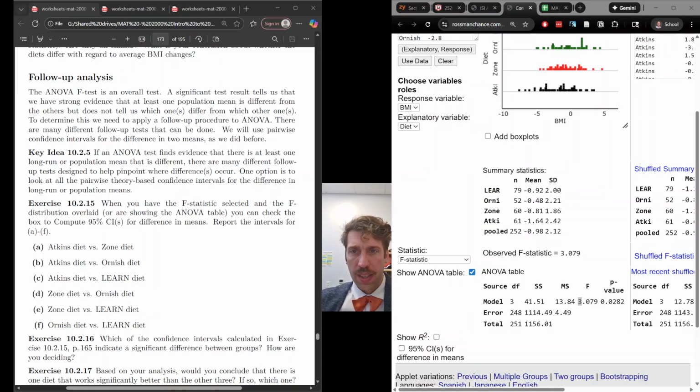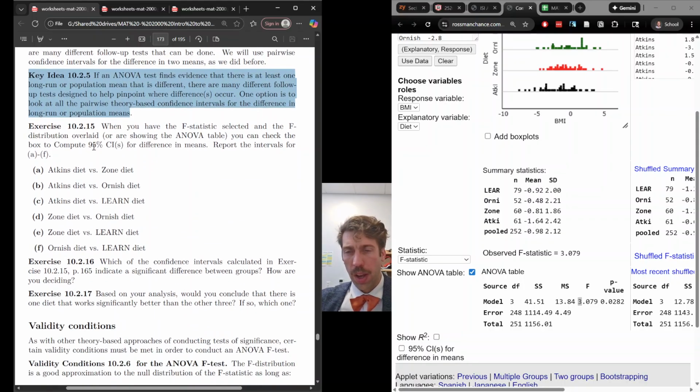So, key idea, if an ANOVA test finds evidence that there's at least one long-run or population mean that is different, there are many different follow-up tests designed to help pinpoint where the differences occur. One option is to look at all the pairwise theory-based confidence intervals for the differences in long-run or population means.